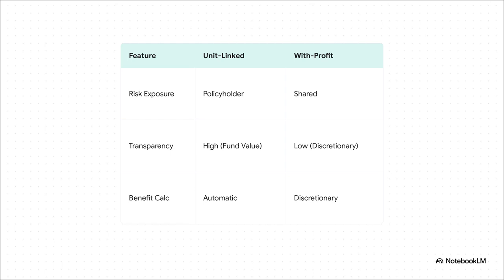You can look up your unit price online. With profit, it's a black box. Totally depends on discretionary bonuses. And how is the benefit figured out? For unit-linked, it's automatic. It's just a formula. For with profit, it's whatever the company decides to declare that year. The philosophies are just polar opposites.